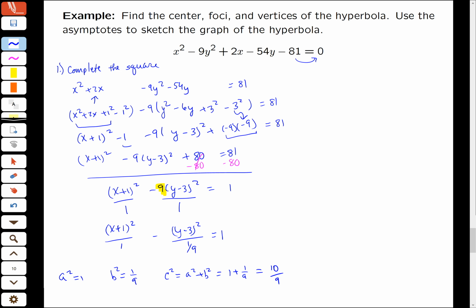Okay? I just added fractions. So then that tells me a equals 1, b is equal to 1/3, and c is equal to the square root of 10 over 3. Now let's go ahead and write our center. Our center we get just the same way. It's going to be the opposite sign of what you see inside the parentheses. So we have -1, comma, 3.